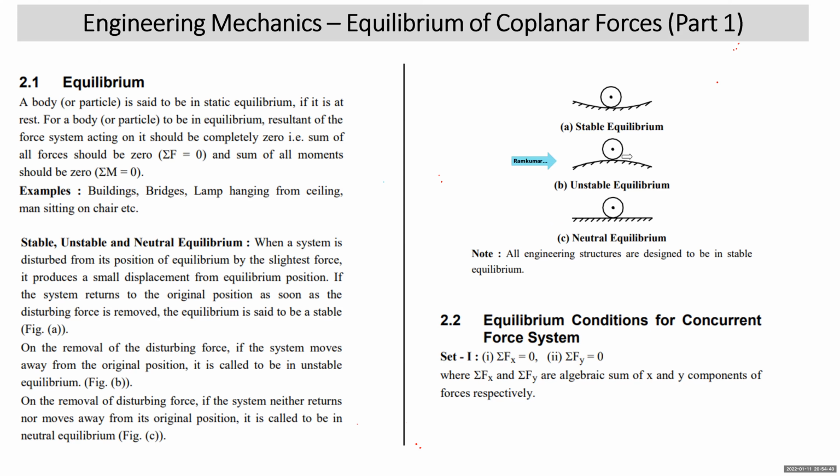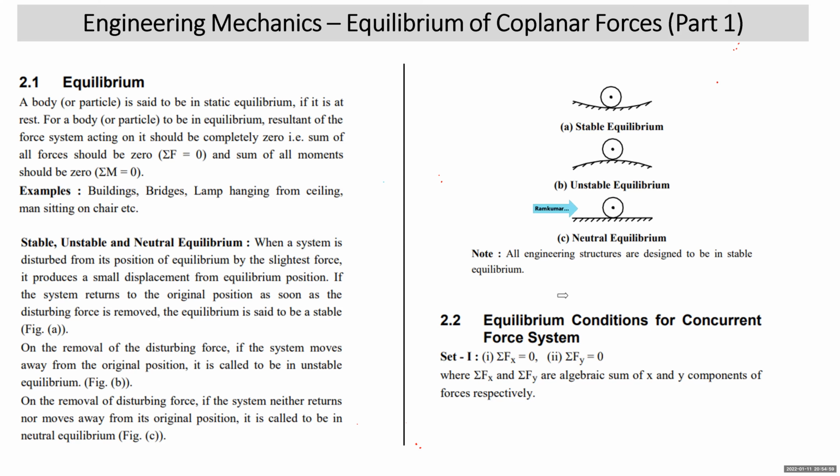Next, in this type of surface, the ball is kept on the surface which has convexity on the top. If a slight disturbance is caused in the position of the ball by applying a force, and when the force is removed, the ball does not come back to its original position of equilibrium. Rather, it goes away. This is called unstable equilibrium.